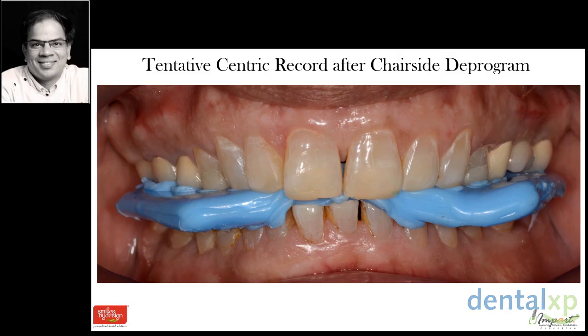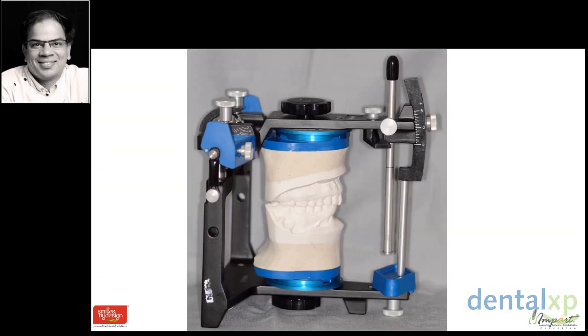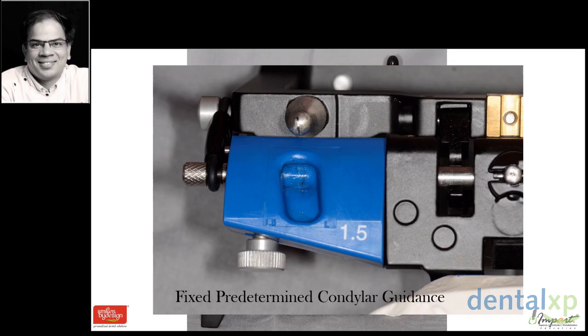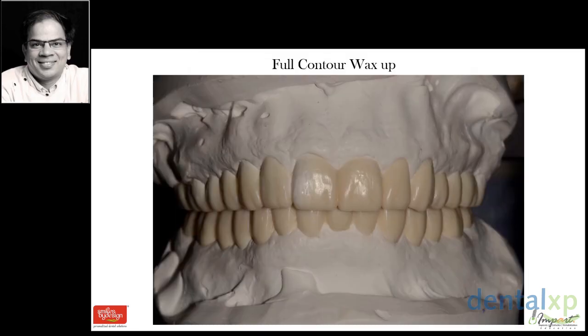So that's his MIP mounting in the articulator, and we are using the articulator with a fixed condylar guidance. We don't take protrusive records anymore to program the condylar guidance for our patients, and it has been shown that a fixed condylar guidance is good enough for most of humanity, so it works for the majority of the population. We then did a wax up and turned that wax up into a nice provisional.